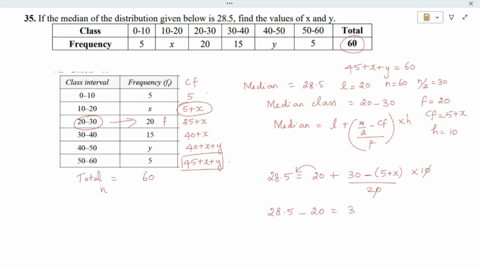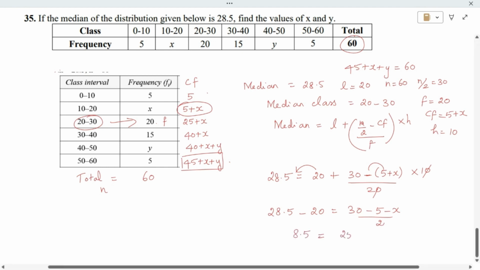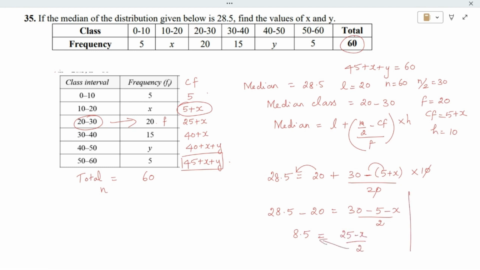So you will get 30, evaluate the minus sign, it is minus 5 minus x by 2. So 28.5 minus 20 is going to be 8.5 is equal to 25 minus x by 2. So which will give the value as 8.5 times 2 is going to be 17 is equal to 25 minus x. So x equal to 25 minus 17, transposing x to this side, 17 to the other side, isn't it? It's x equal to 8.